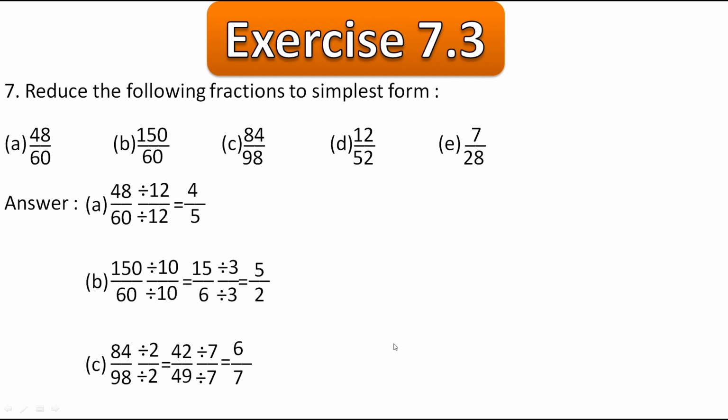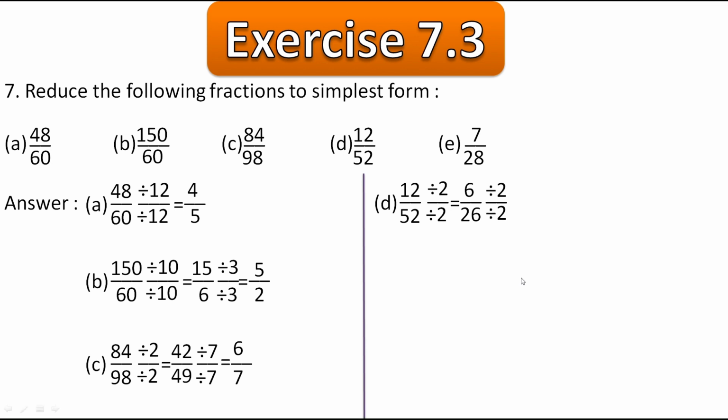Okay. Now let's take D, that is 12 upon 52. I'll divide this fraction by 2. So I got the answer as 6 upon 26. Further I can divide this, so I'll divide this again by 2. I got the answer as 3 upon 13. Further I can't divide. So this is the simplest form of the fraction.